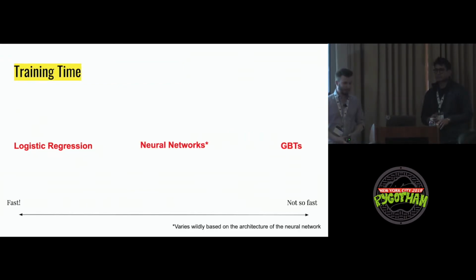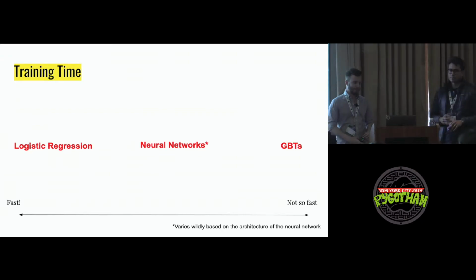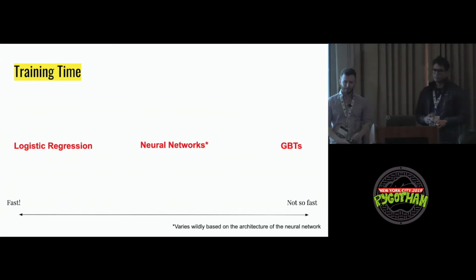Training time, neural networks obviously can vary a lot. But logistic regression is super fast and simple, and gradient boosted trees is usually non-trivial.